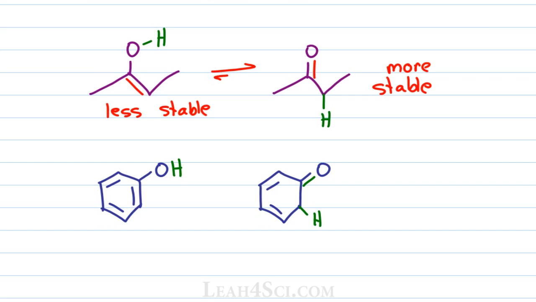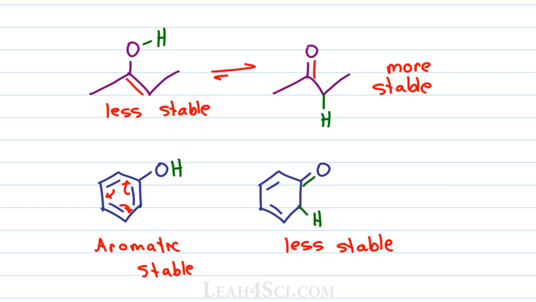The problem with this specific set of tautomers is that the first one is aromatic, and it has resonance within the benzene ring. That makes it very stable. The second structure lost resonance on this part of the molecule, making it slightly less stable. So this is one example where the keto form is less stable than the enol form, but in a simple regular molecule, the keto form is going to be more stable.